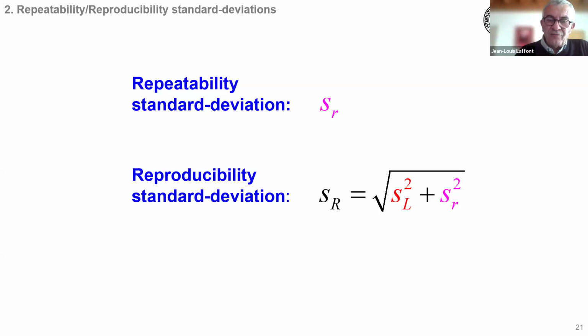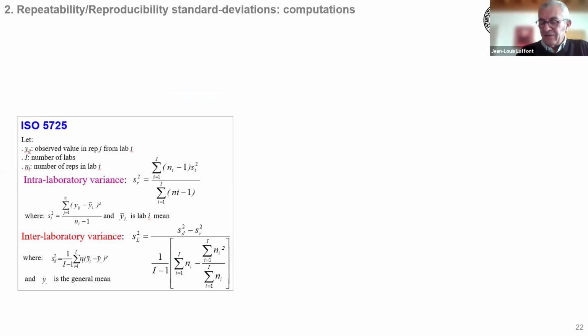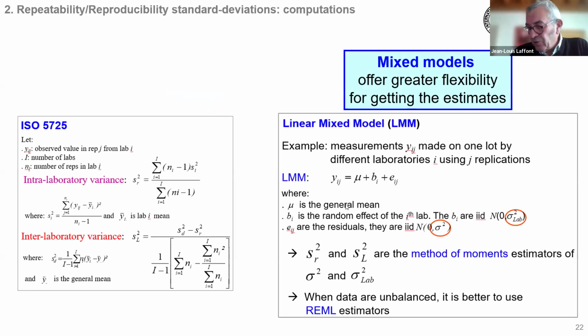Now, to compute them, there are some recommendations in the ISO 5725 standard. Okay, so you have some equations to derive these estimates of the repeatability and reproducibility standard deviation. But there is a much more flexible way to do the computation. It is to use the mixed model technology.